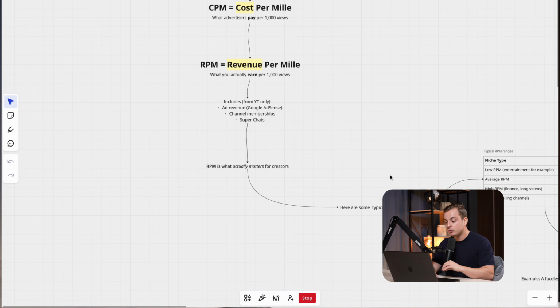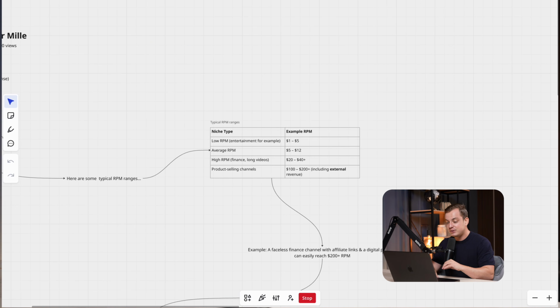Here are some typical RPM ranges. And we see the following. Low RPM niches are niches that are meant for entertainment. As an example, Minecraft videos, Roblox videos, streamer highlight videos. And then the average RPM that you can expect with YouTube automation channels is between $5 to $12. And this is very good because this makes sure that we can get profitable very easily.